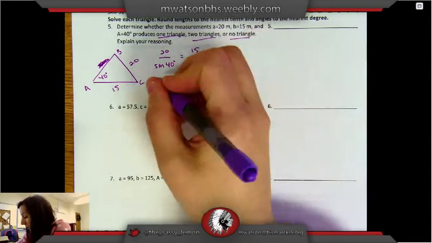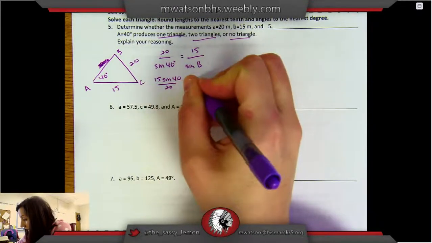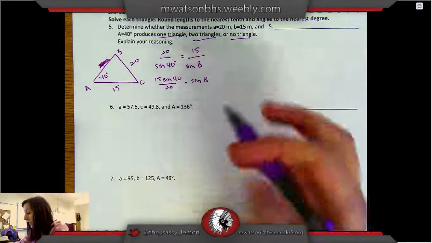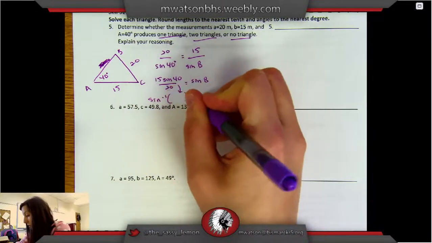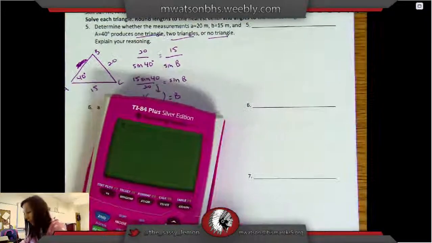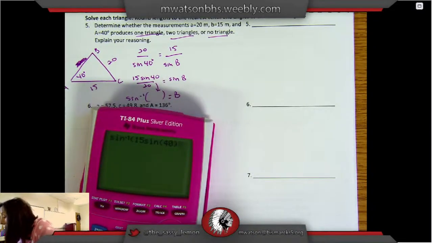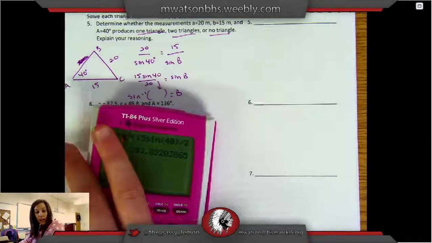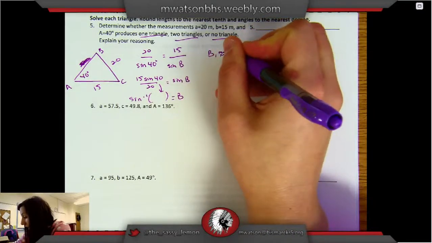So I'm going to end up with 15 sine of 40 over 20 equals the sine of B. And remember, we have to get B by itself, so don't just type this in. We have to do inverse sine of all this. I'm going to be lazy because I'm short on time and just type it in. I've got inverse sine of 15 sine of 40 divided by 20, and I end up with 28.8. Since this is an angle, I'm going to round to 29. So angle B sub 1 is approximately 29 degrees.